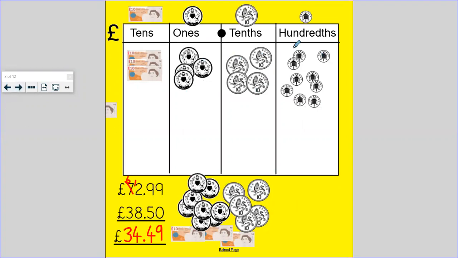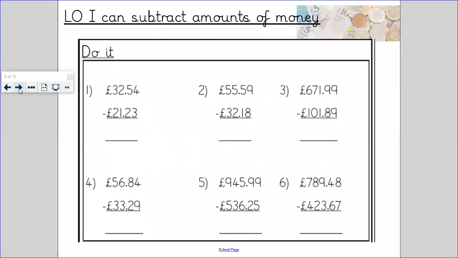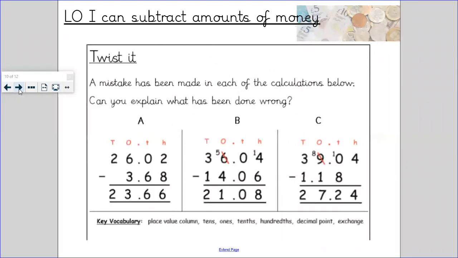Okay, now obviously you're not going to have this, although you could do this if you wanted to, draw out some coins and things if you want to, otherwise just stick with this, and this is what your do it looks like today. Okay, main part of the lesson is to practice column subtraction using decimal amounts of money. Okay, some of them, they start off not needing exchanging, and then you will need to exchange the later ones. And then your twist looks like this.